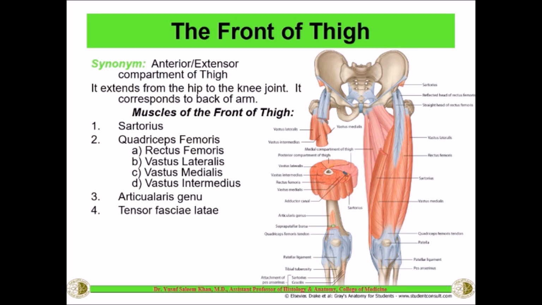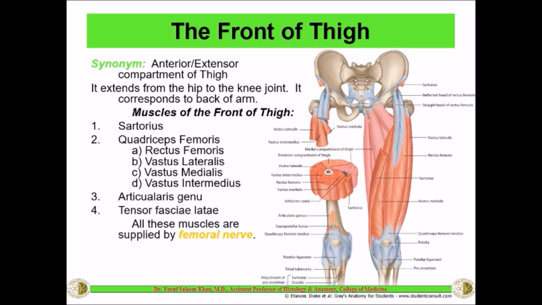So these are the 4 muscles which are part of the front of thigh. One is the Sartorius, the first muscle. Then we have the Quadriceps femoris, which include the Rectus femoris, Vastus lateralis, Vastus medialis, as well as the Vastus intermedius. Then there is a small muscle called as the Articularis genu, and then the tensor fascia lata, which is a common muscle between the gluteal region and the front of thigh.